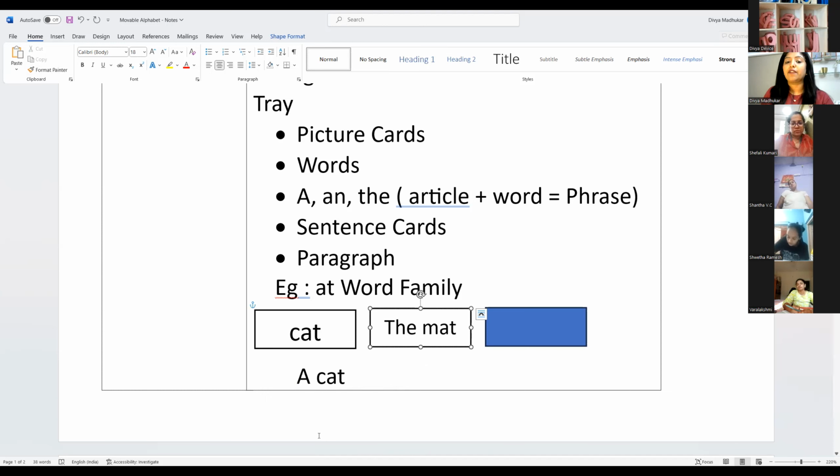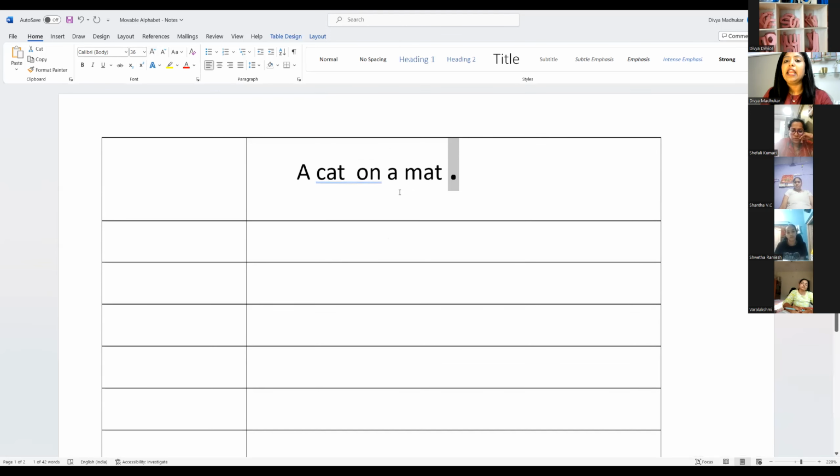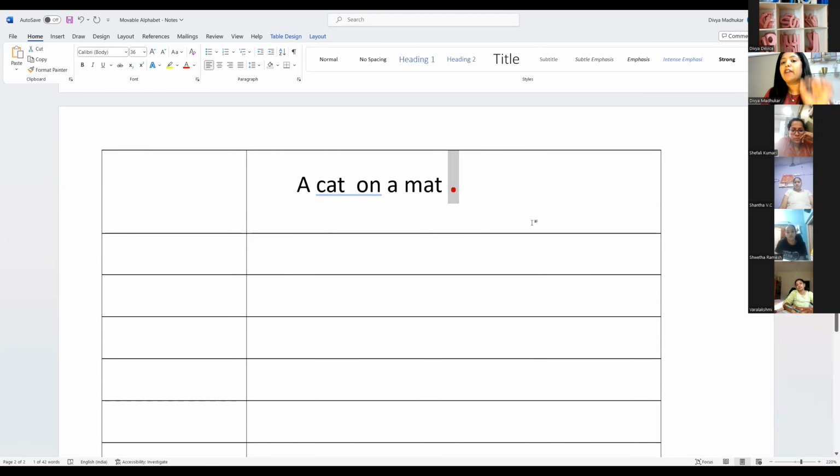Likewise, I can also have a sentence card: a cat on a mat. When I'm having a sentence, I need to make sure I keep a full stop at the end of the sentence, and I have to make sure the full stop is in red color. These are all the rules by which you're going to make your label cards.